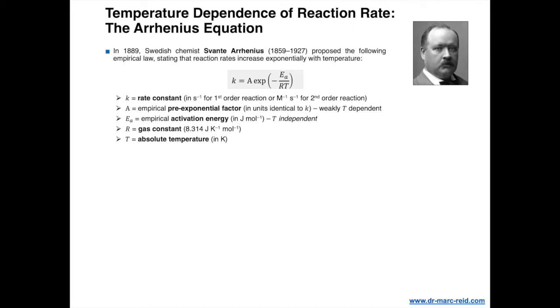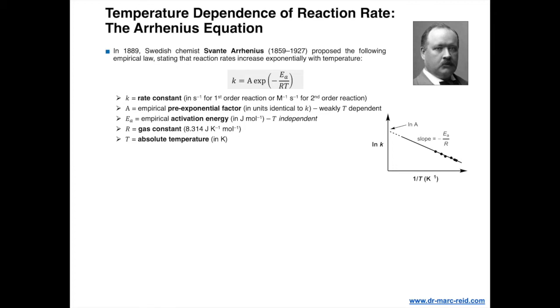Starting with the Arrhenius rate law, this was first developed in 1889 when Svante Arrhenius proposed the equation in the grey box, where k is the observed rate constant, A is the pre-exponential factor, which has a weak temperature dependence, but for the sake of simplified analysis is assumed to be a constant. E_A is the empirical activation energy of the reaction, R is the gas constant, and T is the absolute temperature.